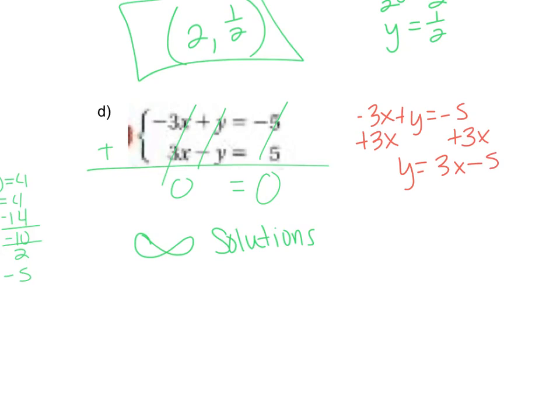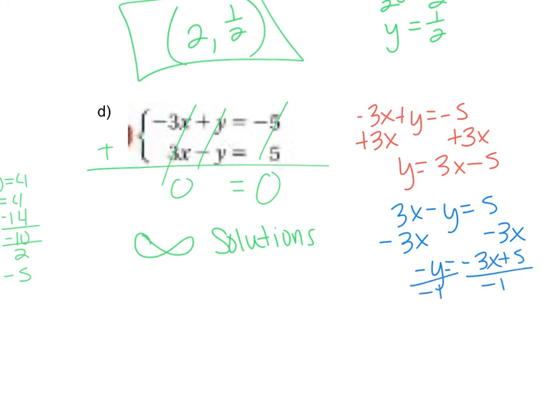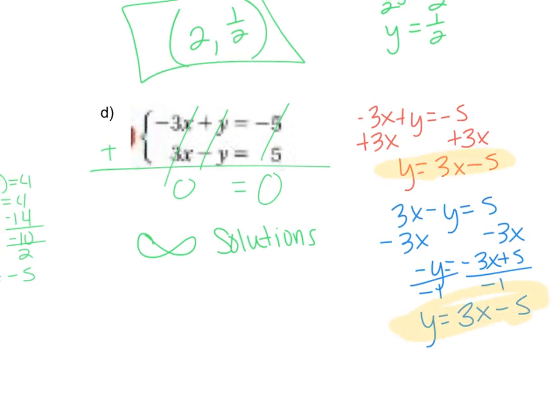Okay, now let's do the other one. So let's do 3x minus y equals 5. So I'm going to subtract 3x. So you would have -y equals -3x plus 5. Divide everything by -1. So y equals positive 3x minus 5. What do you notice? Well, hopefully you notice, hey, these are the exact same lines.